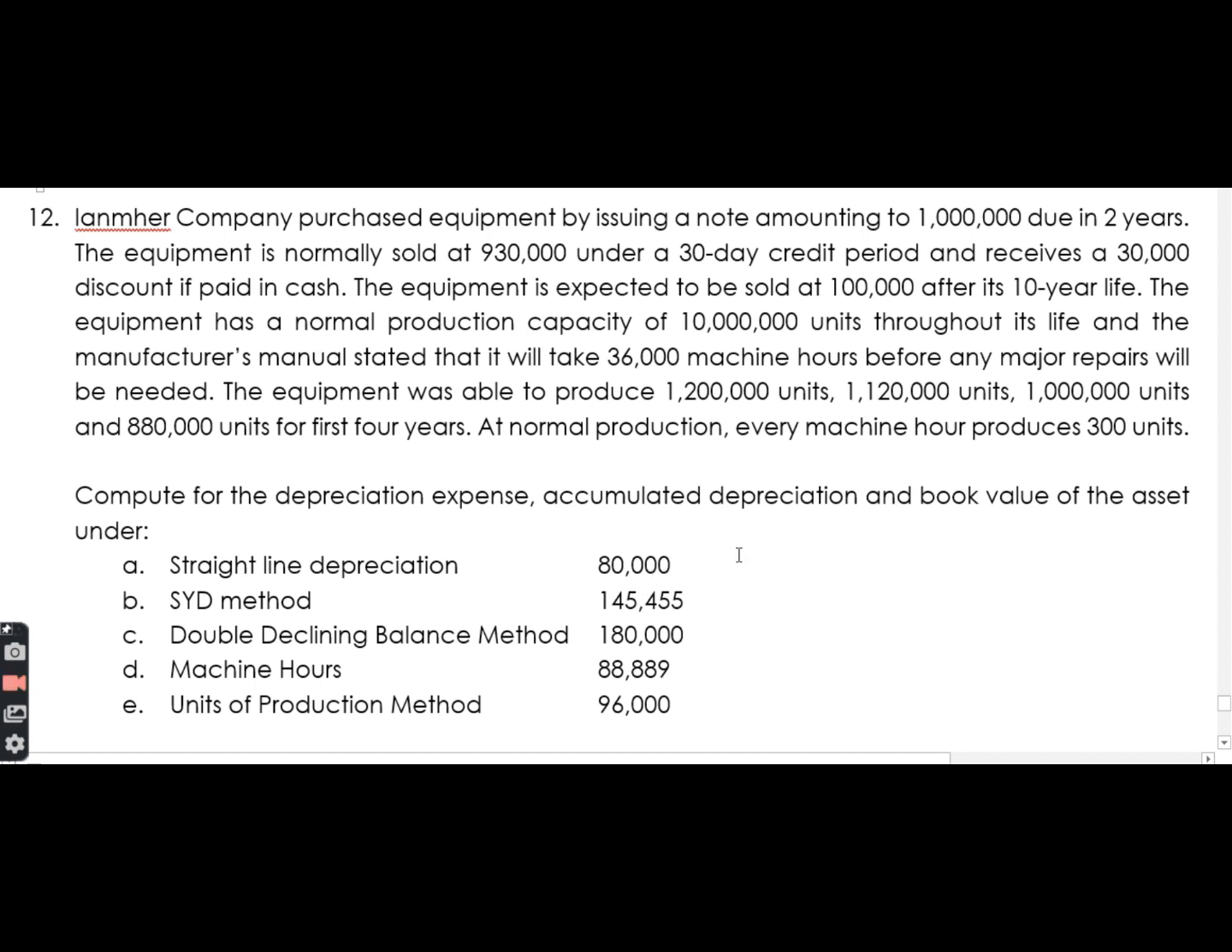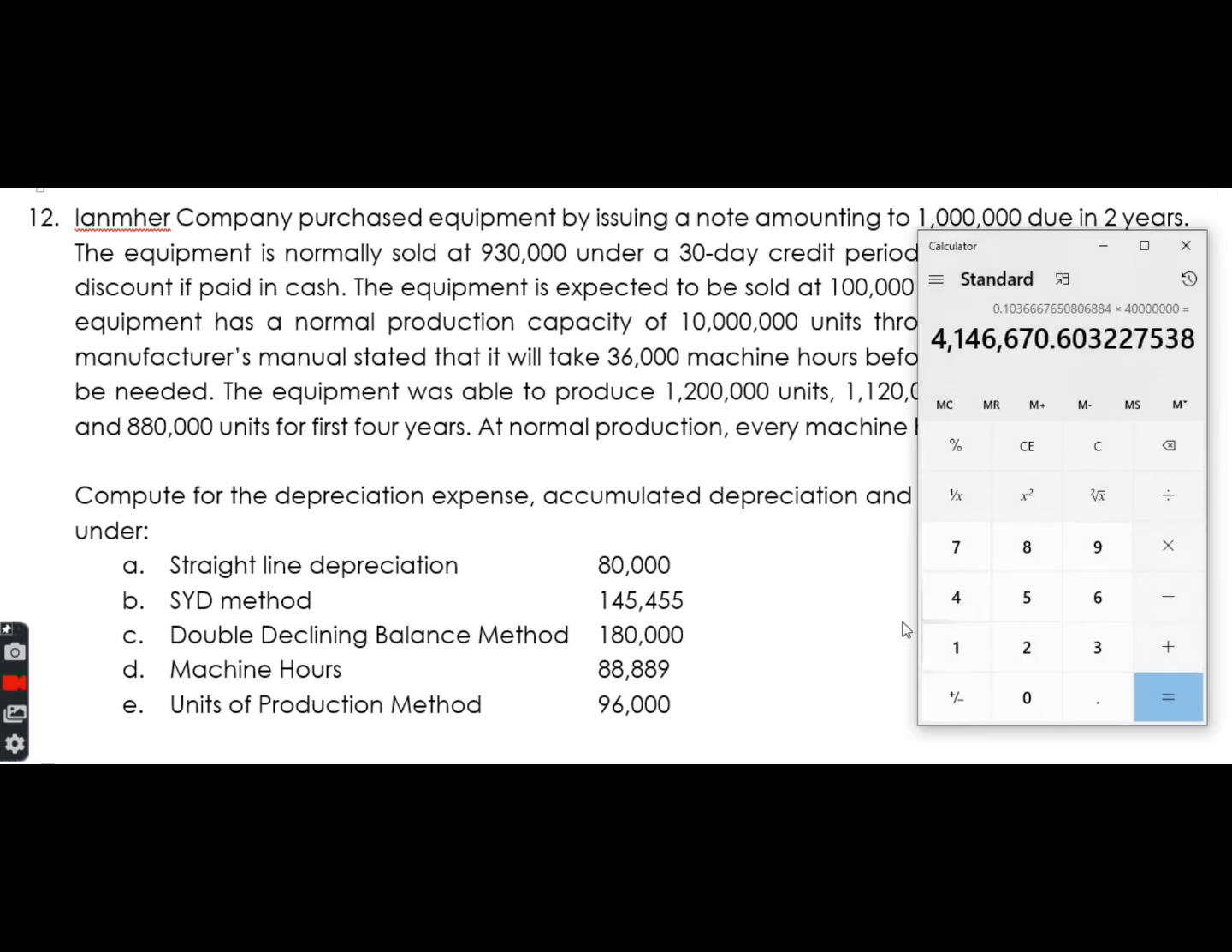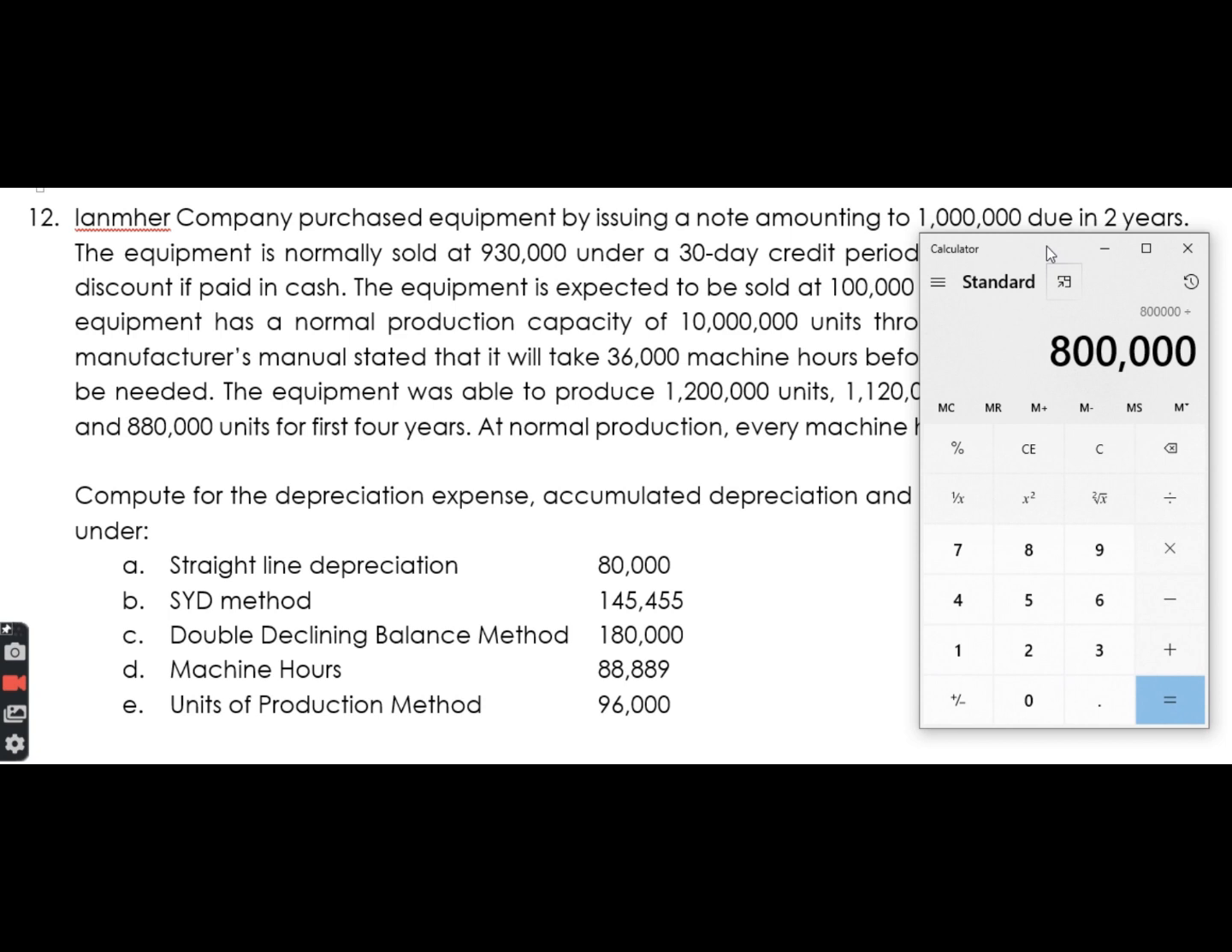So, under the straight line depreciation, ang gagawin lang natin dyan, kunin natin yung 900. Bawas natin yung 100. Tapos, divide natin ng... Magkano yan? Ilang years to? 10 years na? 10 years. Okay. So, 10. So, yun na yan. 80. For SYD, 10 years kasi yung life. Iko-compute lang muna natin yung 1 year depreciation lang niya para mas madali.